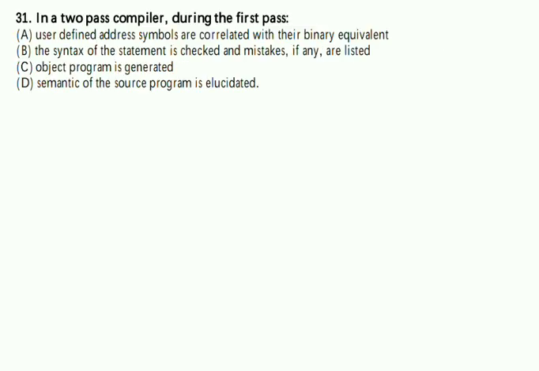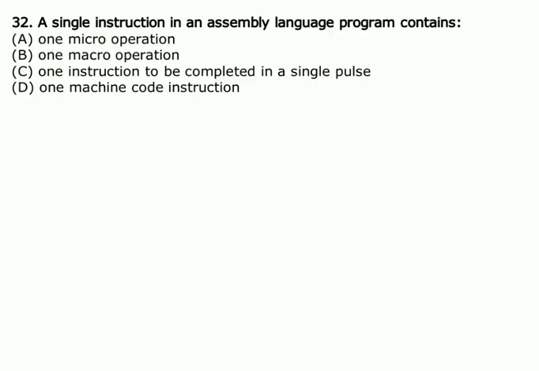Next, in a two-pass compiler, during the first pass, what will happen? In a two-pass compiler, during the first pass, user-defined address symbols are correlated with the binary equivalent. So option A is the correct one.